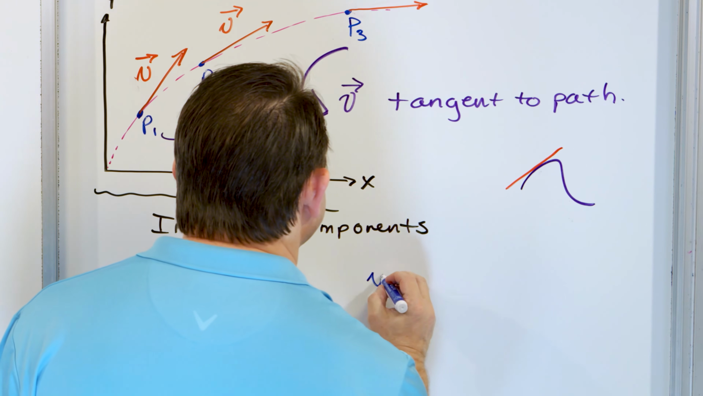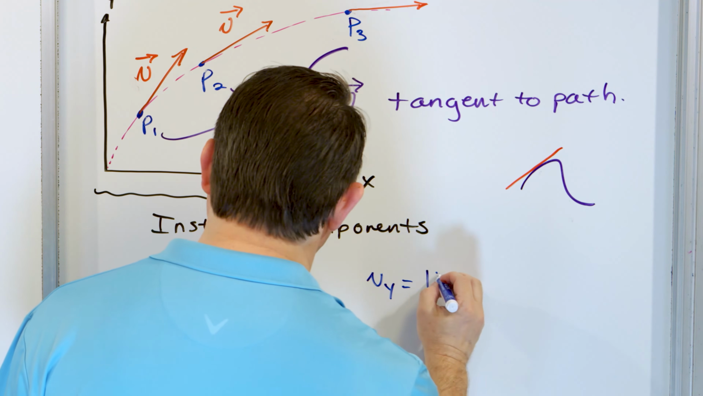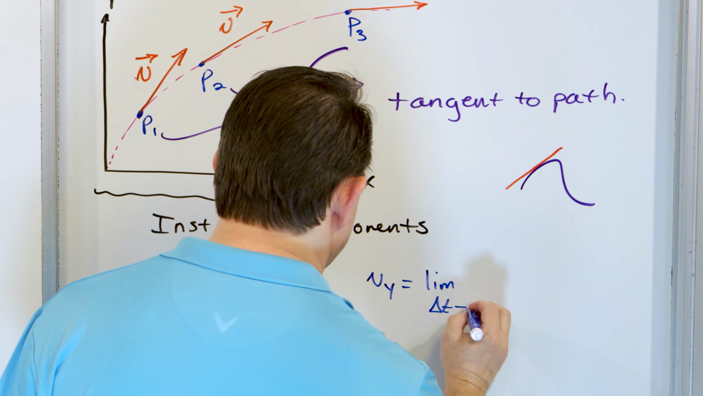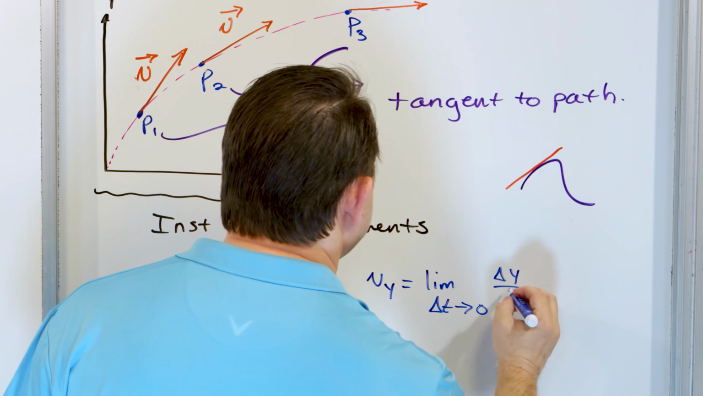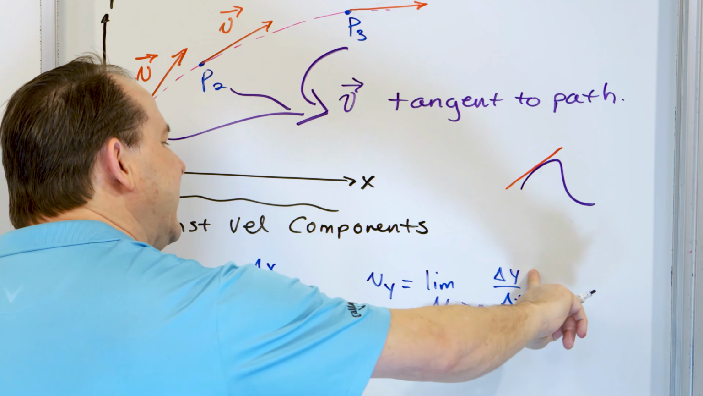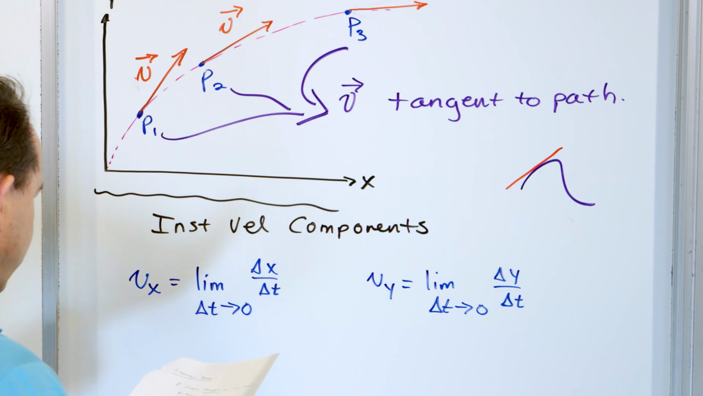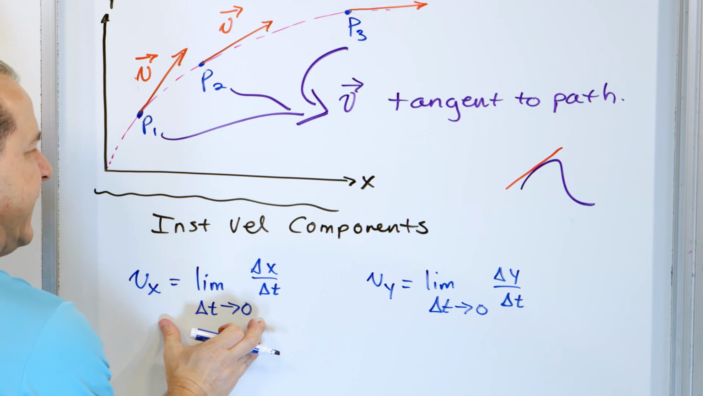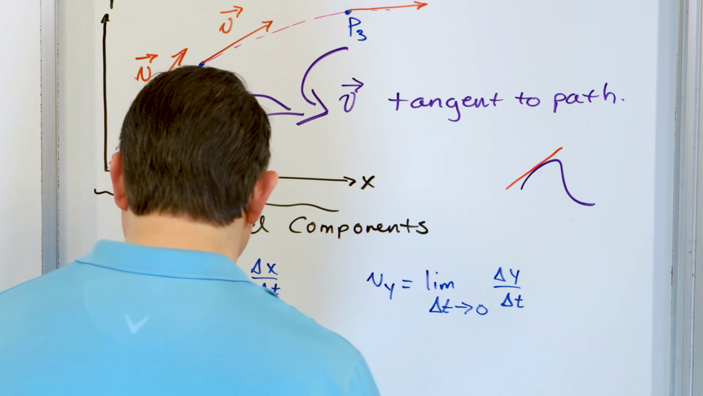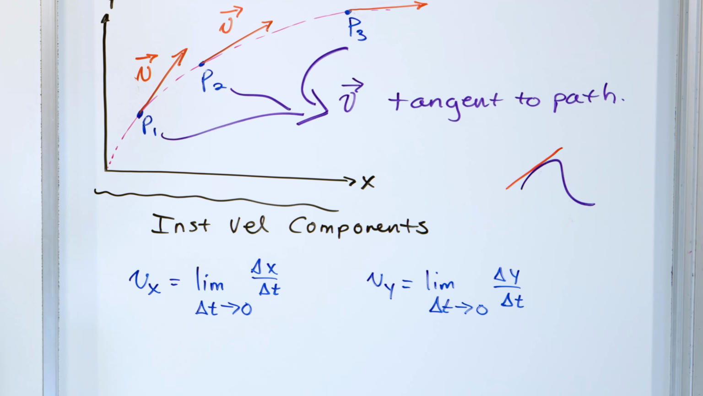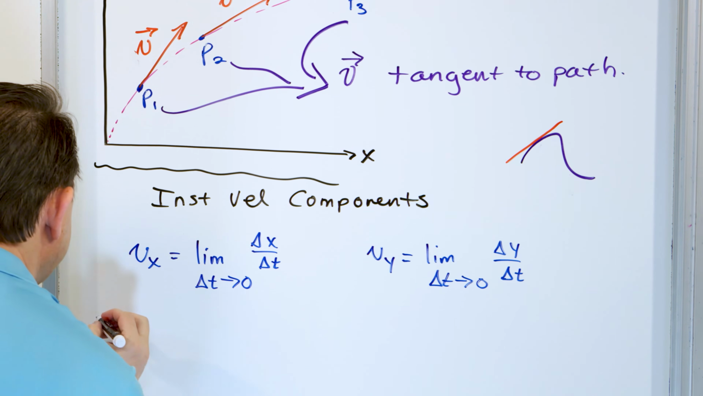All right, and v_y, we could do the same thing. We could say the limit as delta t approaches 0 of delta y over delta t. How far did it go in the up and down direction divided by how long it took, and shrink that down as well. So this is the instantaneous velocity in the x direction and the instantaneous velocity in the y direction. And I think what I'm going to do is leave you with one last picture to understand this.